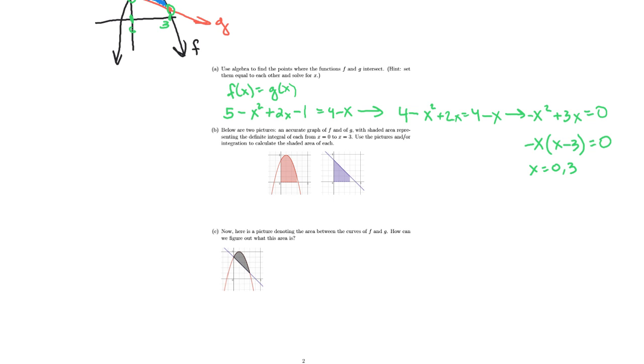areas first. So here we have the picture of the two functions, separate from each other, f and g. The shaded area represents the definite integral of each from x equals 0 to x equals 3. So over here, we see that the shaded area in that left-hand picture represents, what is that? That's going to be the integral from 0 to 3 of the function f of x dx. So again, that was 5 minus quantity x minus 1 squared.